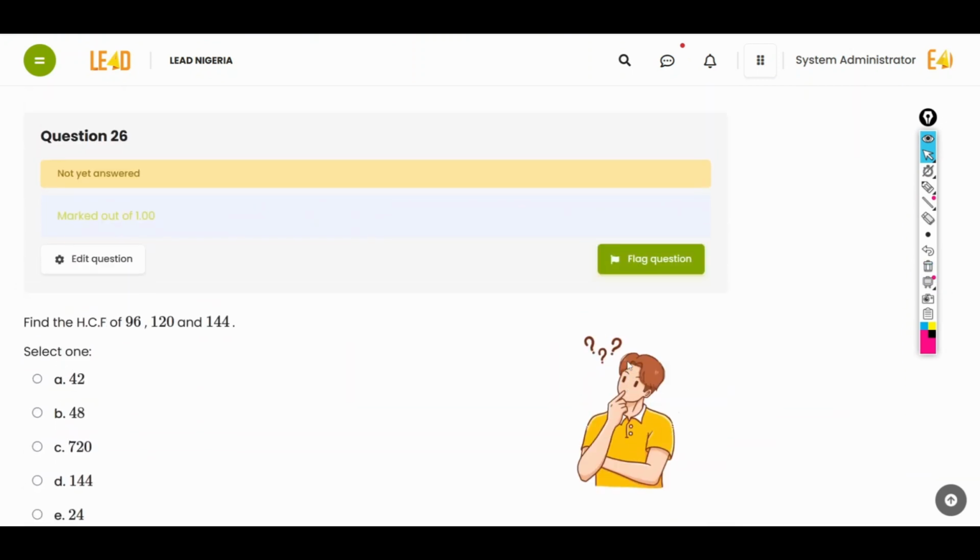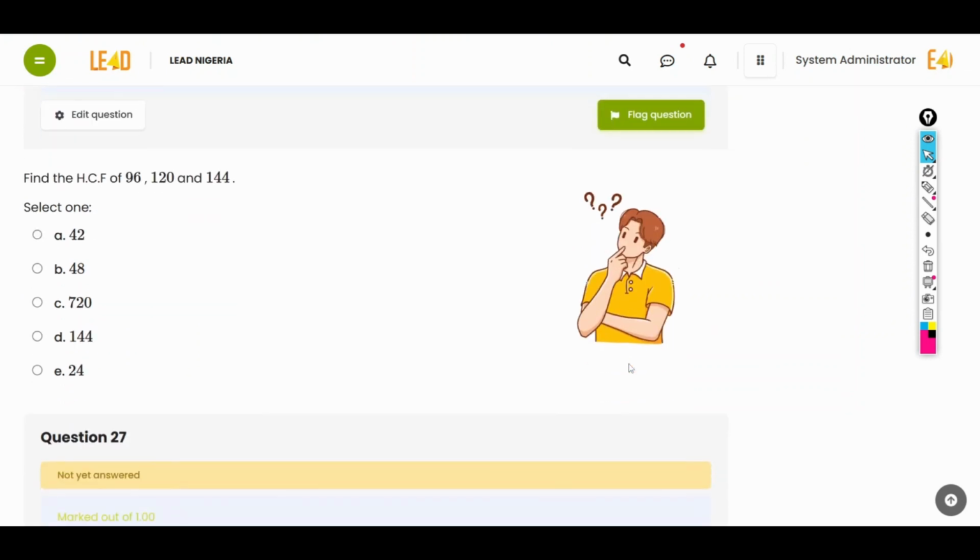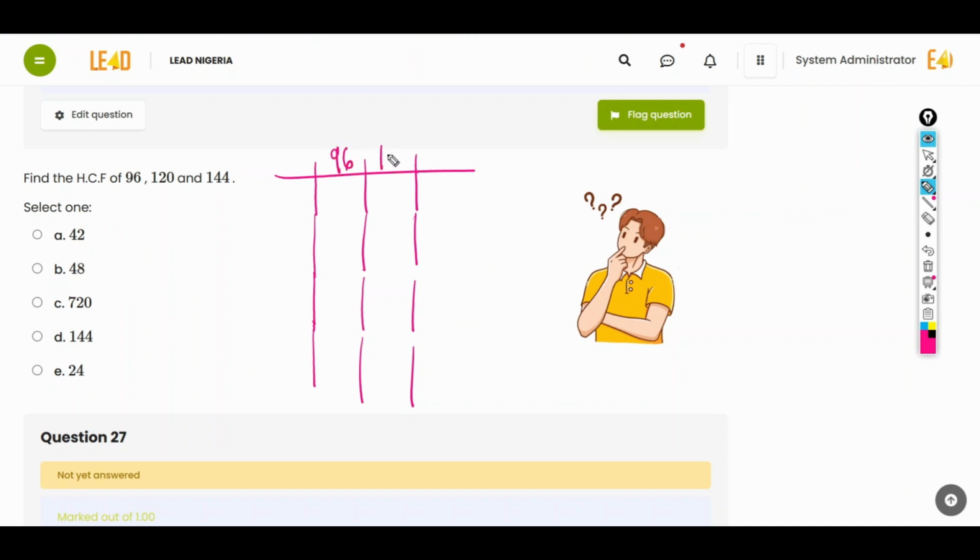Question 26 says we should find the HCF of 96, 120, and 144. So we have 96, 120, and 144. We start with 2. 2 in 96 is 48. 2 in 120 is 60. 2 in 144 is 72.